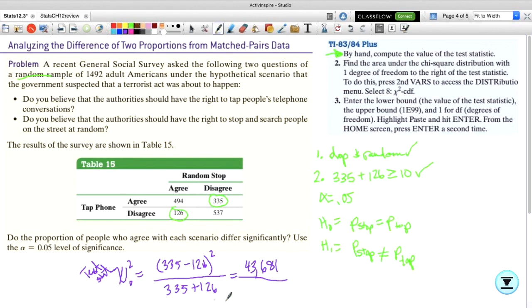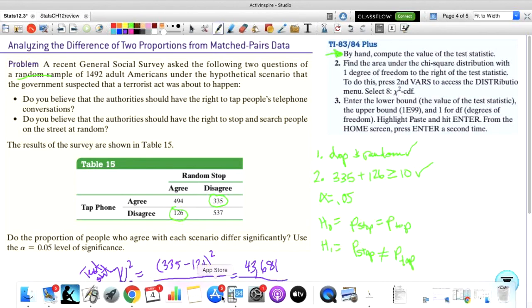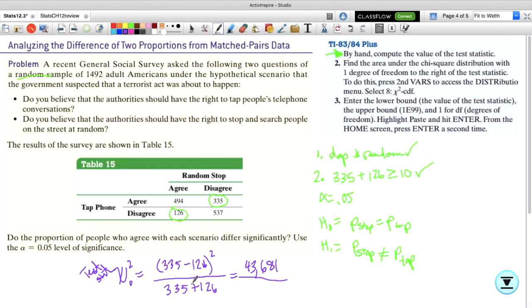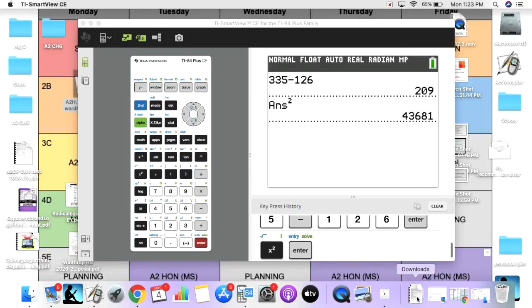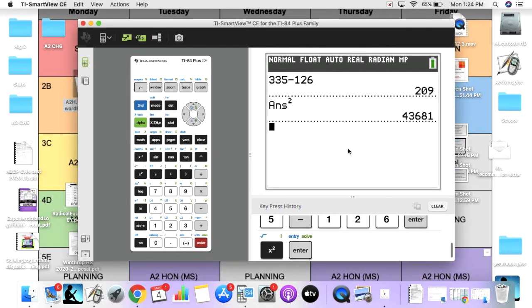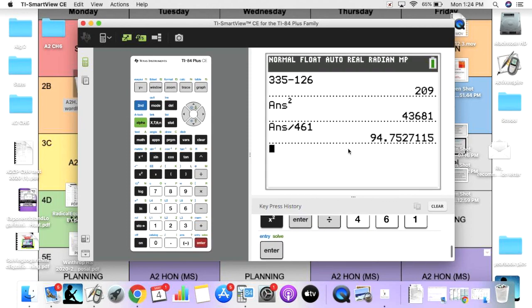Over, and then we need to do the sum of these. So let's just take a second and add that up. It'd be 450 and 11, so 461. So I'm going to do this number divided by 461, and I end up with 94.75.